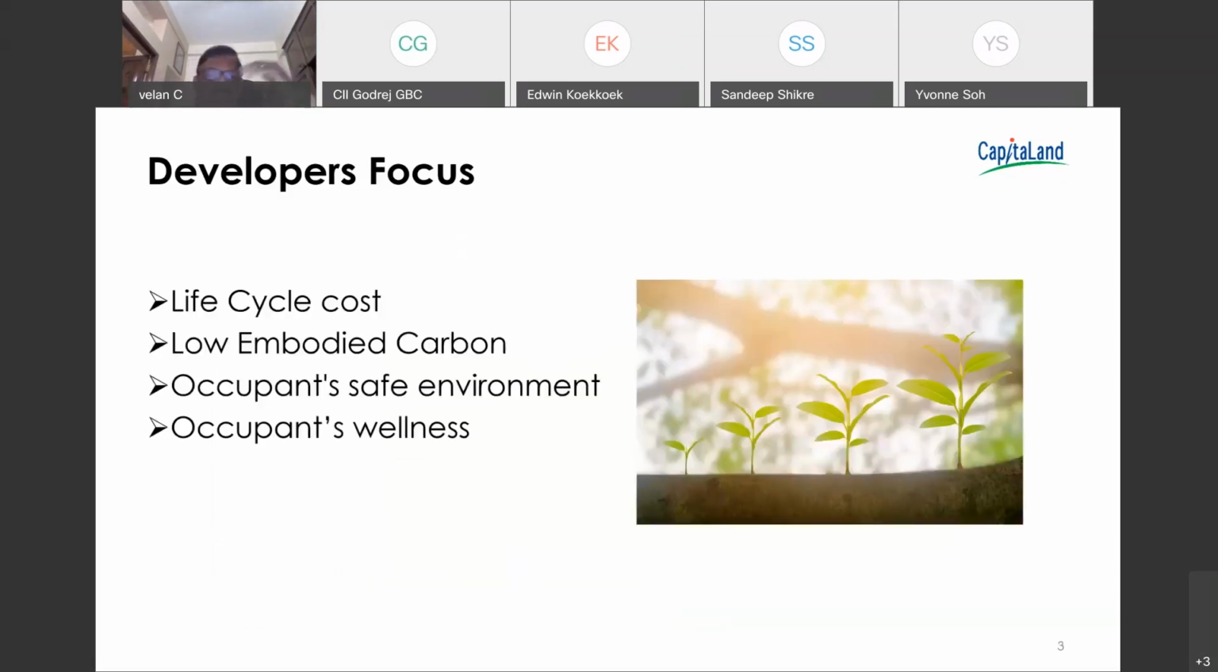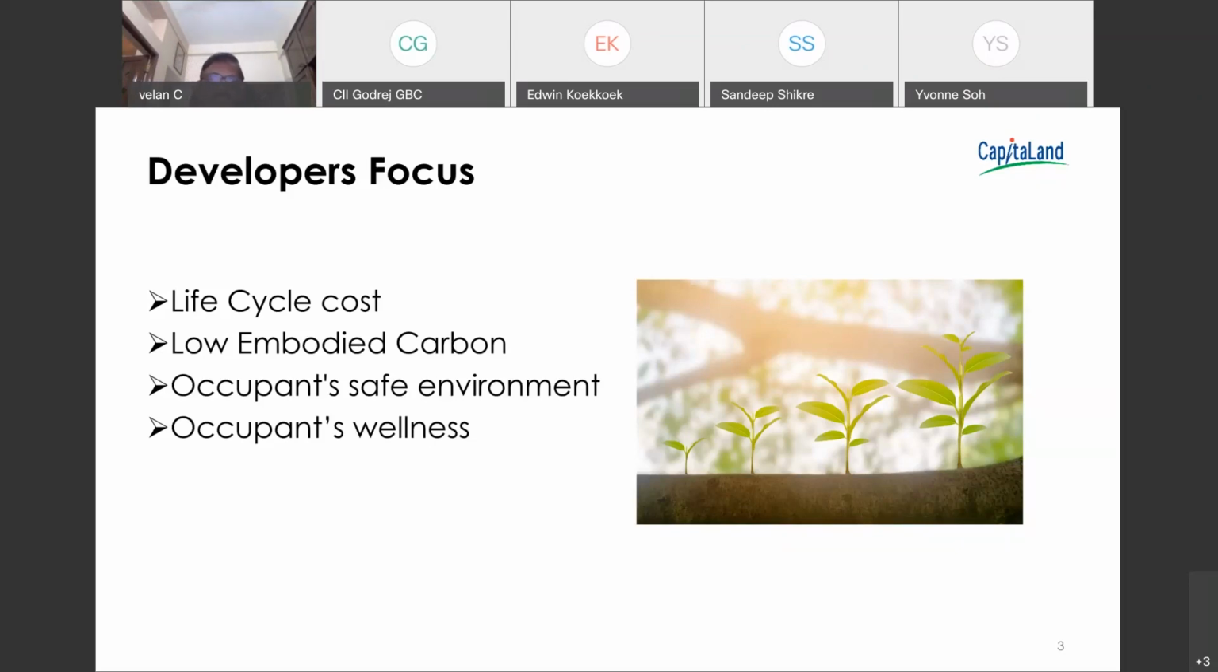So when you're looking at any kind of building, the first thing you have to look at is life cycle cost, low embodied carbon material focus, occupants' safe environment, and occupants' wellness. These are the four areas every developer is looking at today. Coming back to low embodied carbon, which I told you is the major contributor to CO2 emissions.